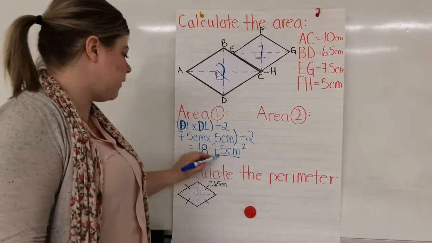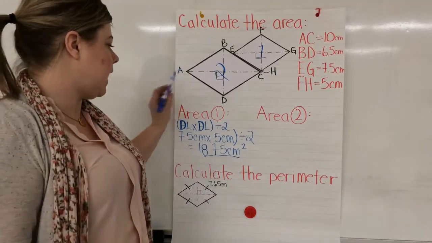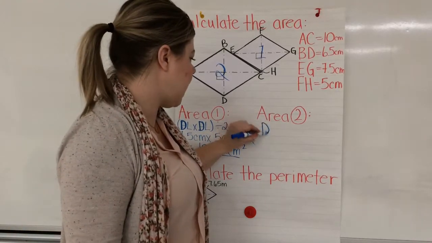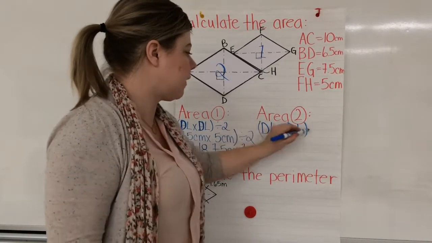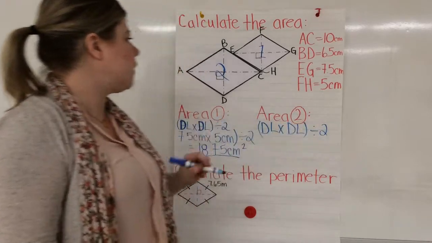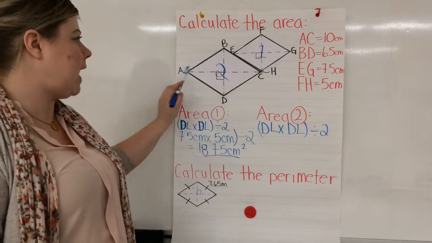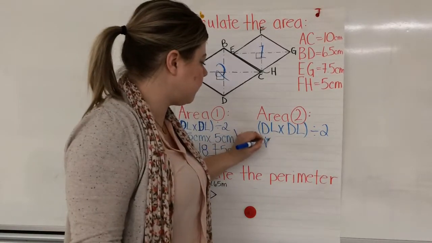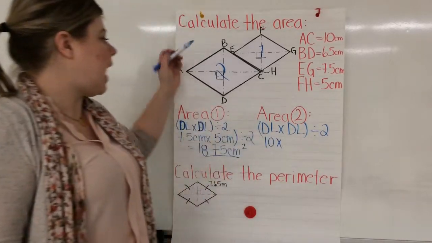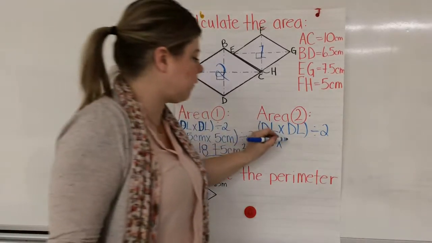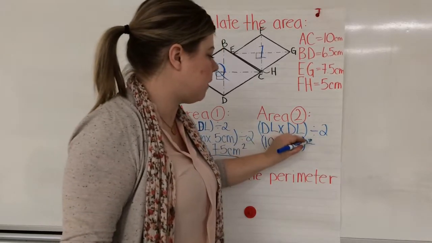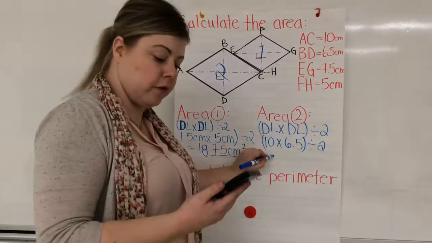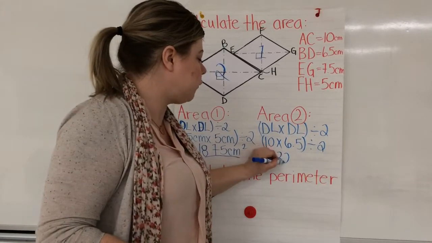All right, let's find the area of shape 2. So that's my first area. So I'm going to calculate diagonal length multiplied by diagonal length divided by 2. So my first diagonal length is from A to C, and that is 10 centimeters. And from B to D is 6.5 centimeters. And I just have to divide that all by 2. And my answer for this one ends up being 32.5 centimeters squared.